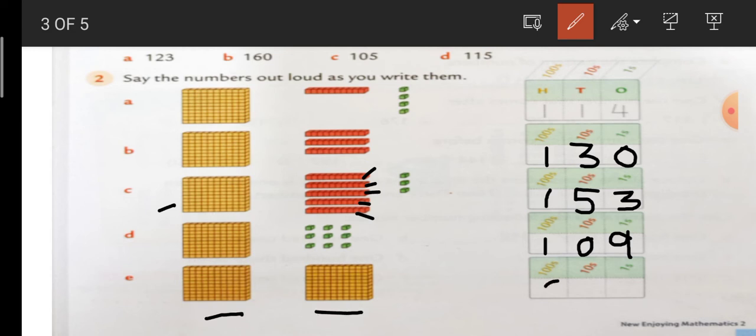So in hundreds place I'm going to write 2. But how many tens? 0. How many ones? 0. Okay. Clear with this exercise, children? Okay. Now let us go to the next page. Next page is again a revision of standard 1. Okay.